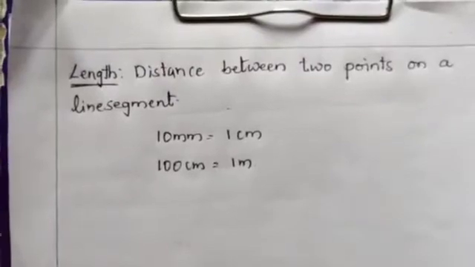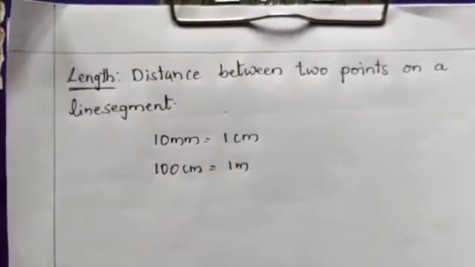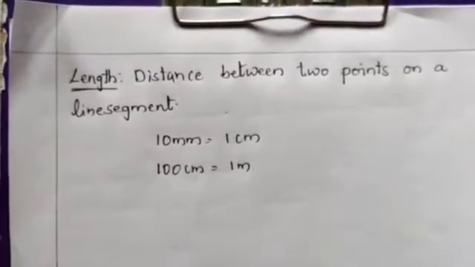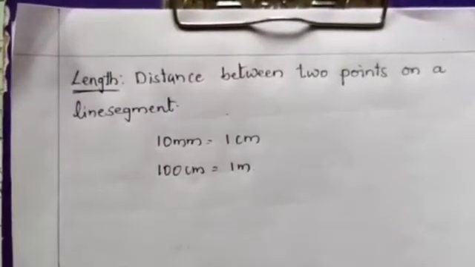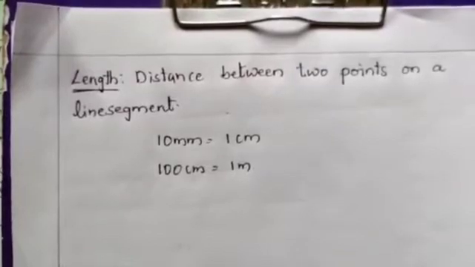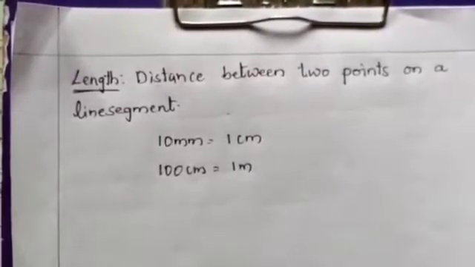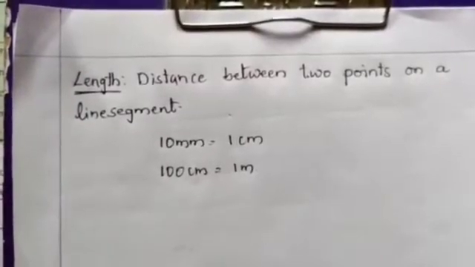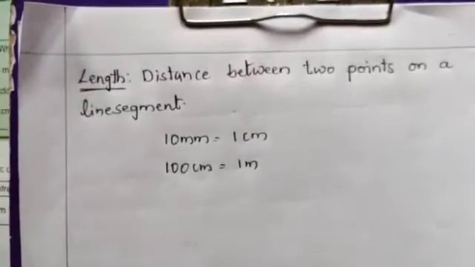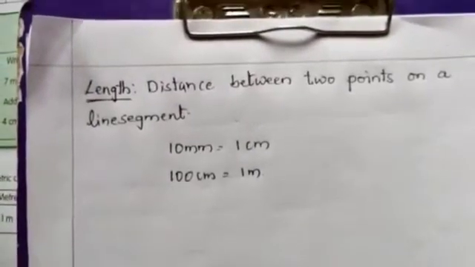What is length? Length is the distance between 2 points on a line segment. As you know, 10 millimeter is equal to how many centimeters? 1 centimeter. And 100 centimeter is equal to how many meters? 1 meter. Okay. Now I am going to explain conversions.